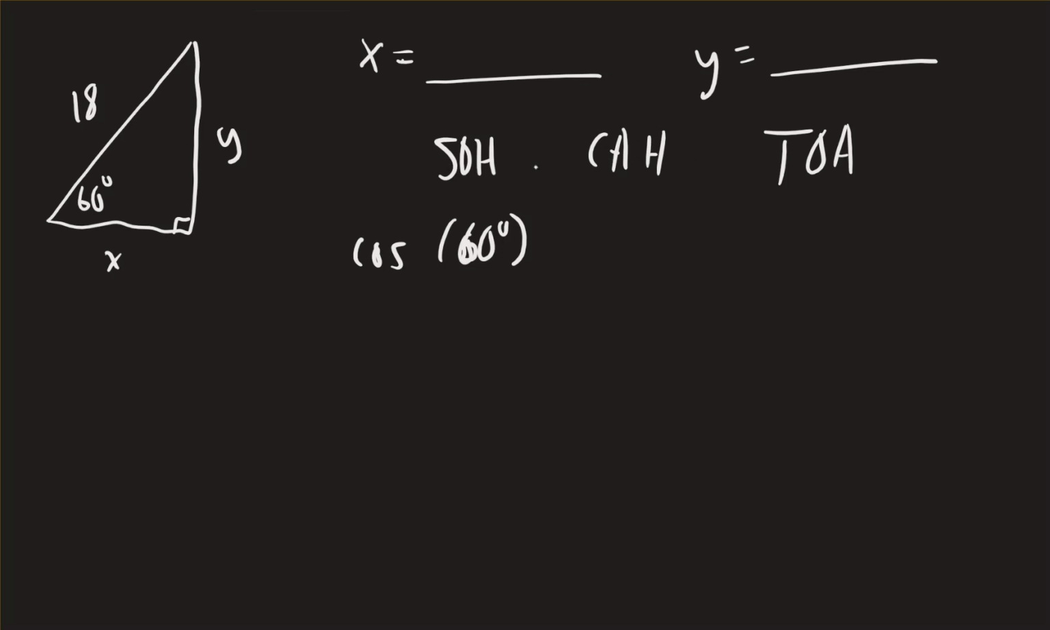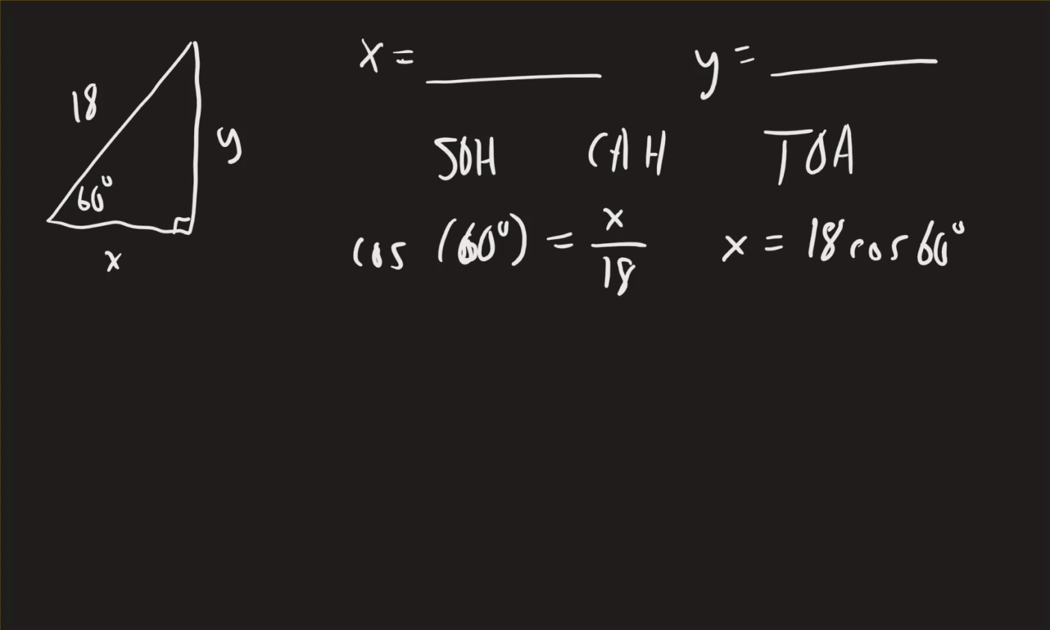So this is how SOHCAHTOA is useful to us. And it's always adjacent on top, hypotenuse on bottom. There gives me my equation. So x, multiply both sides by 18, is 18 cosine of 60.